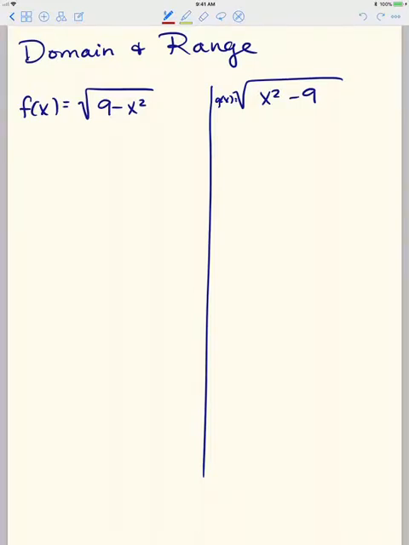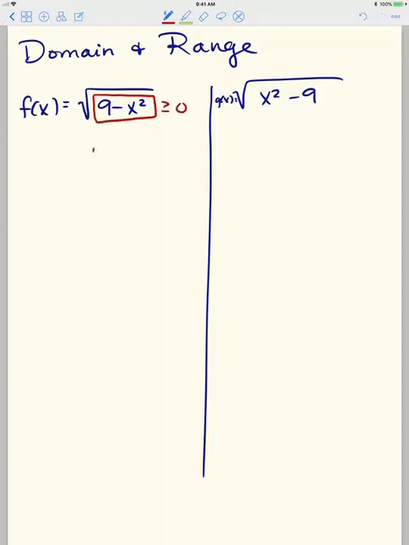All right, here's domain and range for two different square root functions that look similar but give very different answers for those portions. So we'll start with the one on the left, f of x equals the square root of 9 minus x squared. Anytime you work with a square root, you need the quantity underneath to be non-negative.